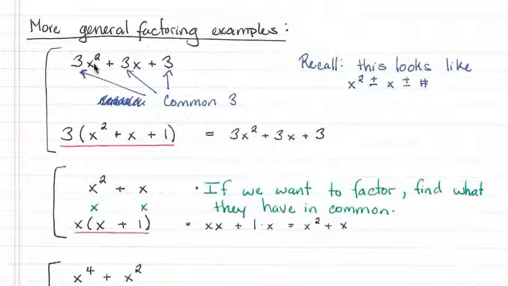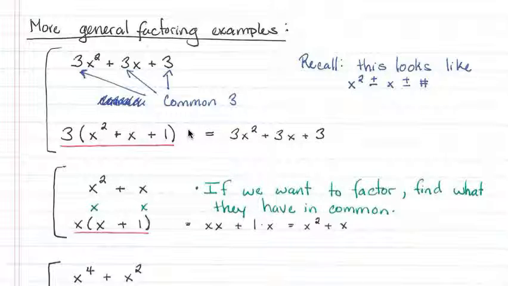Now, as we can see here, I just went ahead and pulled out the 3, and each of these was just whatever was left without the 3. And again, to check that, make sure we did it correctly, we can multiply it back out, go 3 times x squared, 3 times x, and 3 times 1.